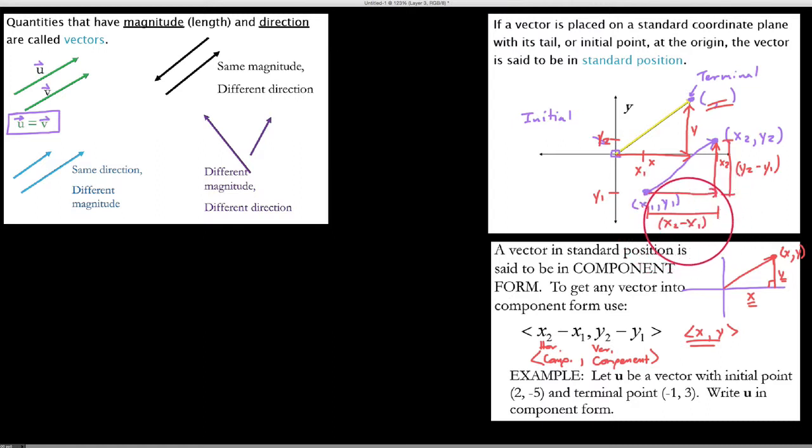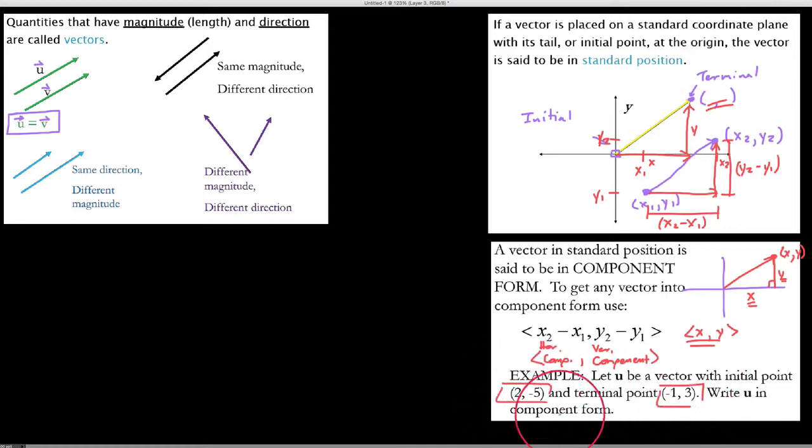So if we were to subtract those off, then essentially it would be as if our vector did start at the origin and then we have its terminal point. We would just have these two values here that we could drop in right there. So let's say, for example, we have a vector u and its initial point is at (2, -5) and the terminal point is at (-1, 3). We want to write this in component form. So (2, -5) and (-1, 3).